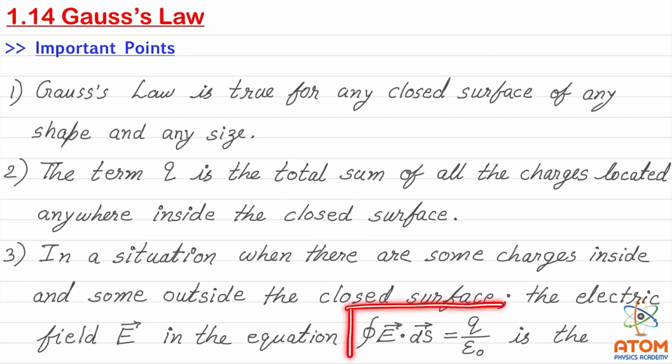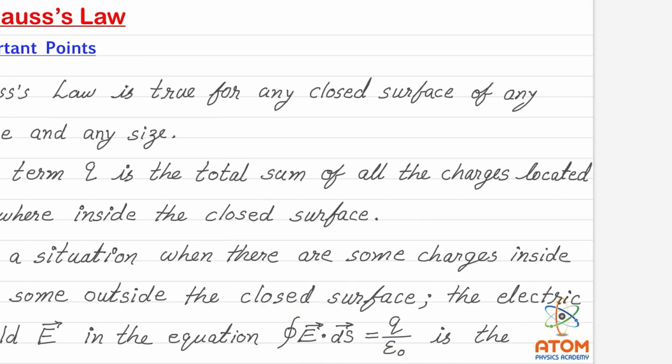In this equation, the term E, that is the electric field, is the vector sum of all the electric fields produced by all the charges, whether it is outside the surface or inside the surface. It's a total vector sum of all the electric fields due to all the charges. But the term Q is the sum of charges only inside the surface. So while applying this equation anywhere, we have to remember this thing.